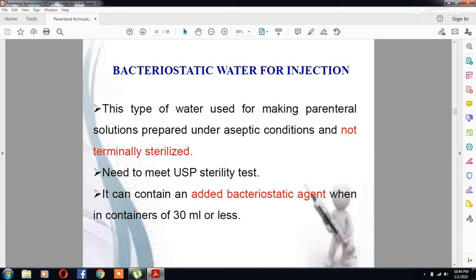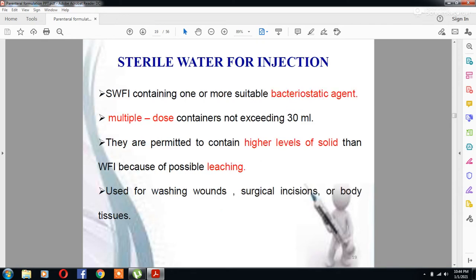Bacteriostatic water for injection needs to meet the USP sterility test. It can contain an added bacteriostatic agent when in containers of 30 ml or less. Sterile water for injection containing one or more suitable bacteriostatic agents, in multiple dose containers not exceeding 30 ml.